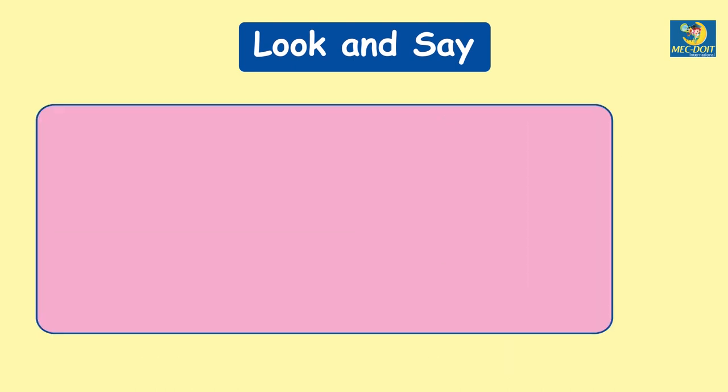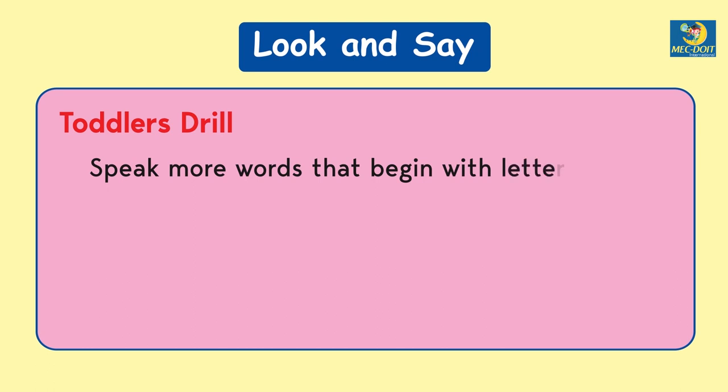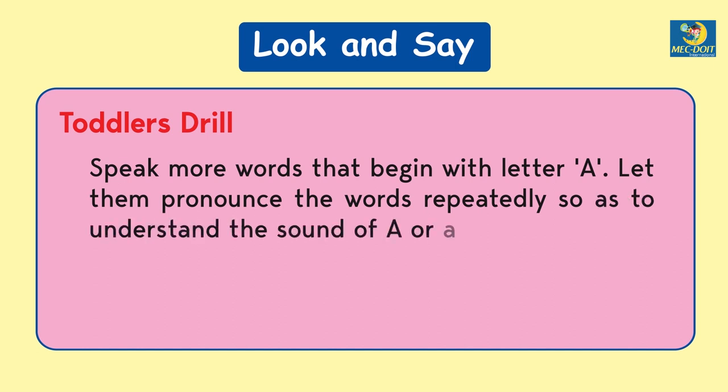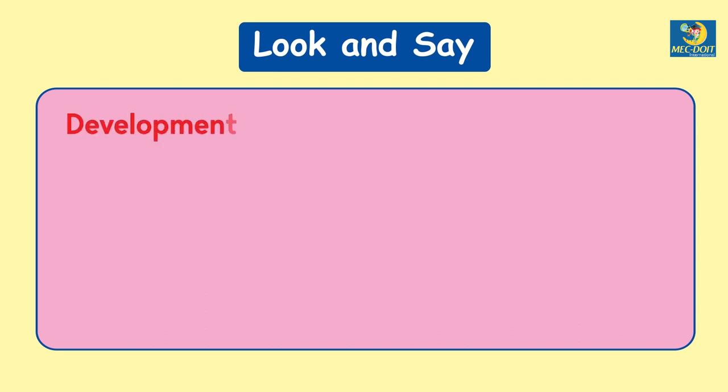Aeroplane. Toddler's drill. Speak more words that begin with letter A. Let them pronounce the words repeatedly so as to understand the sound of A. Tell them about the objects in pictures. Developmental milestones. Visual association.